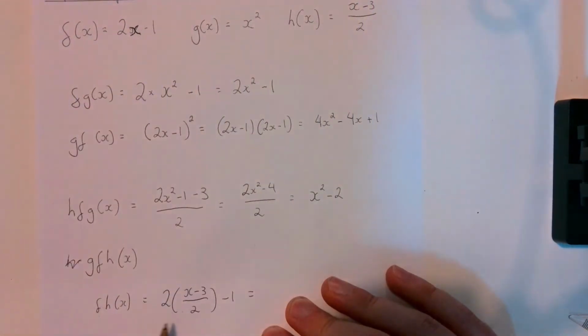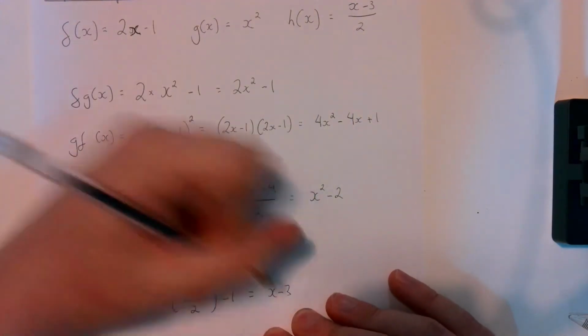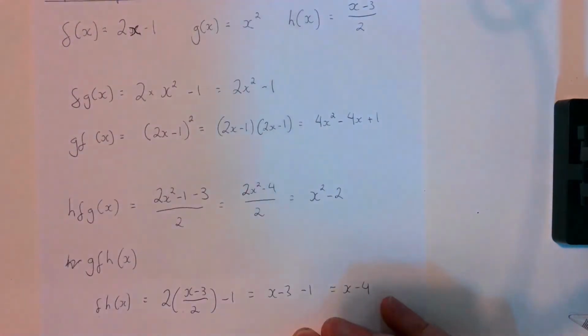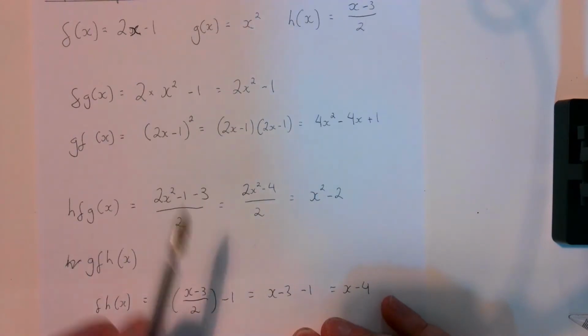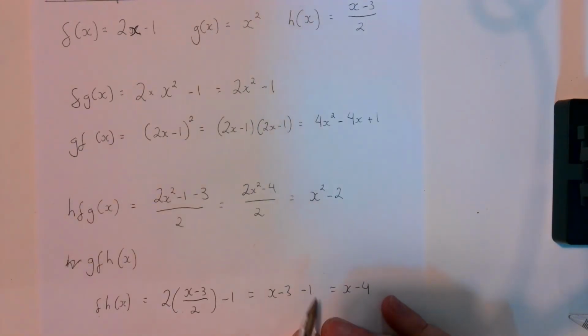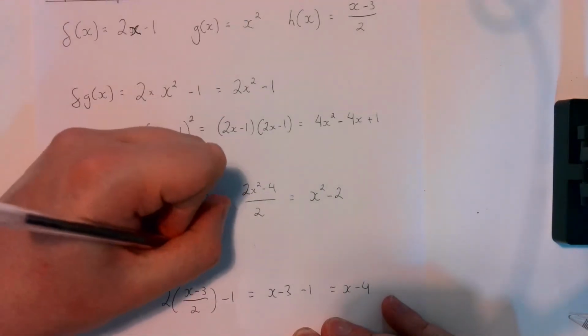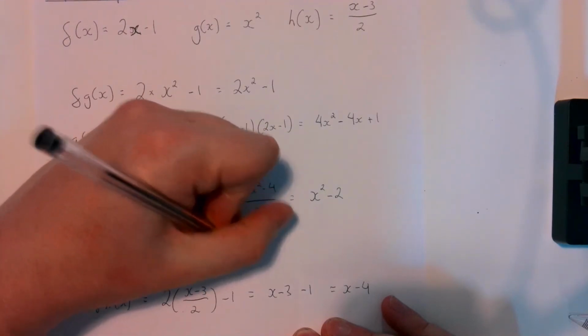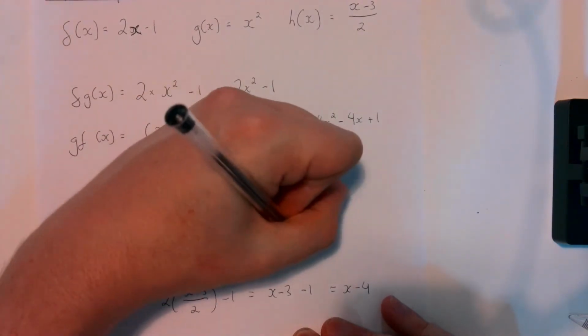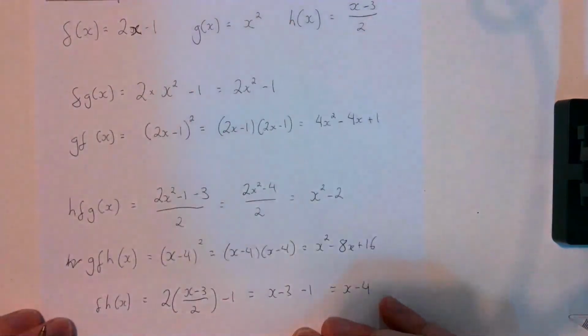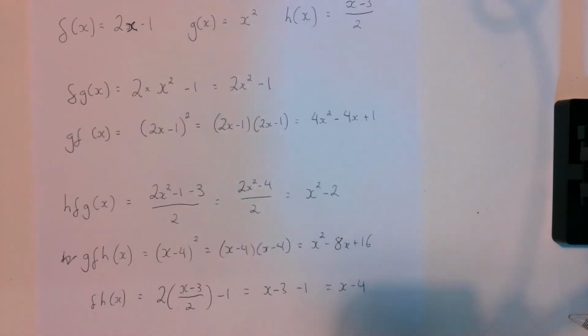Let's multiply it out. We've divided by 2 within the bracket and we're multiplying by 2, so it just simply becomes x subtract 3, then we still subtract that 1, simplifying to x subtract 4. With that, we're now going to be trying to put it into g of x. So we've got our fh of x and putting it into g of x. So x subtract 4, and we are squaring it. Multiplying that out, it means we've got x subtract 4 multiplied by x subtract 4, which is x squared subtract 8x, add 16.